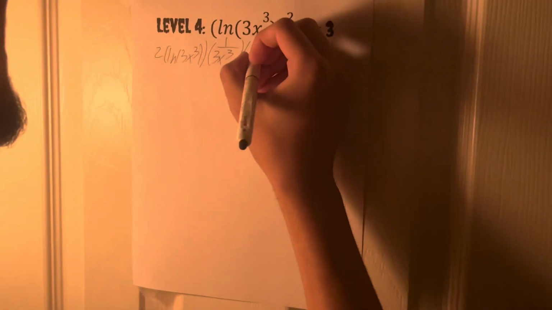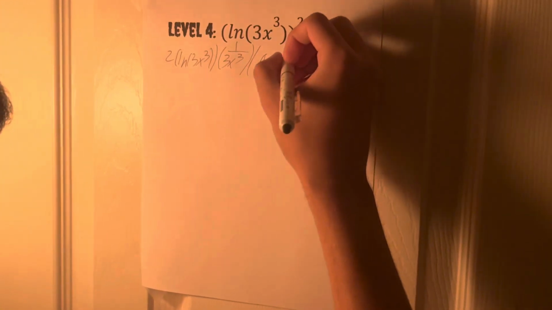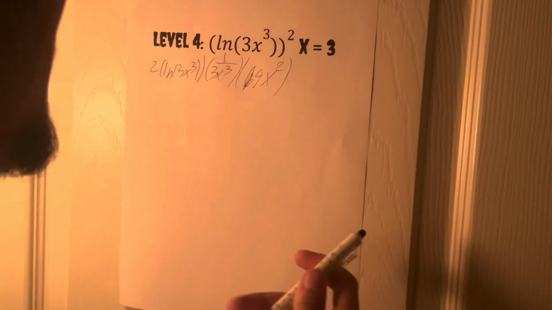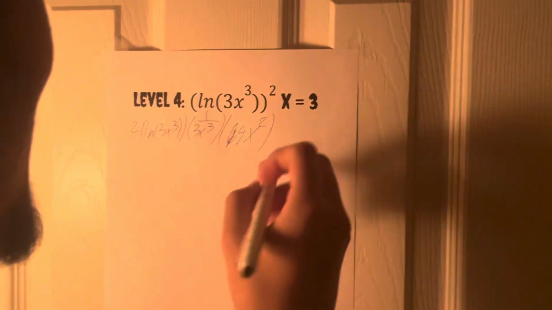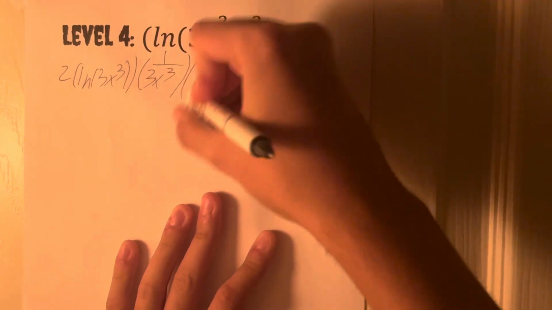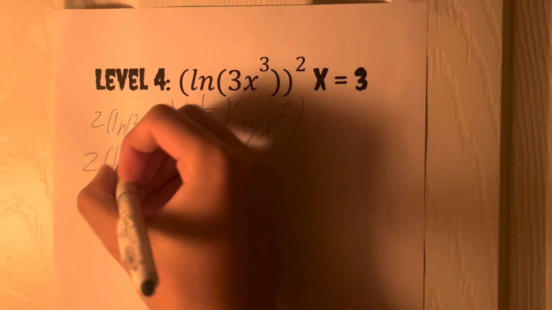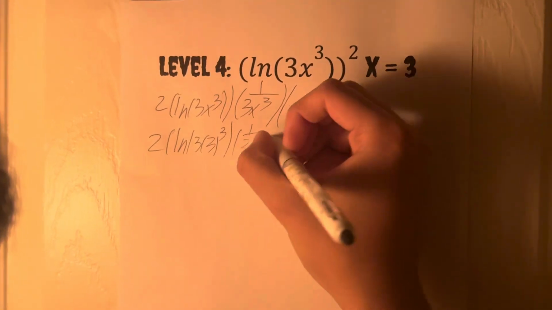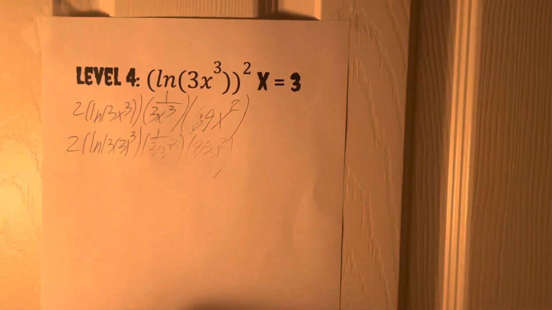times 9x squared. Make sure everything is right here. And then you would plug in 3, so that would be 2 ln 3 times 3 cubed times 1 over 3 times 3 cubed times 9 times 3 squared. And that's the answer.